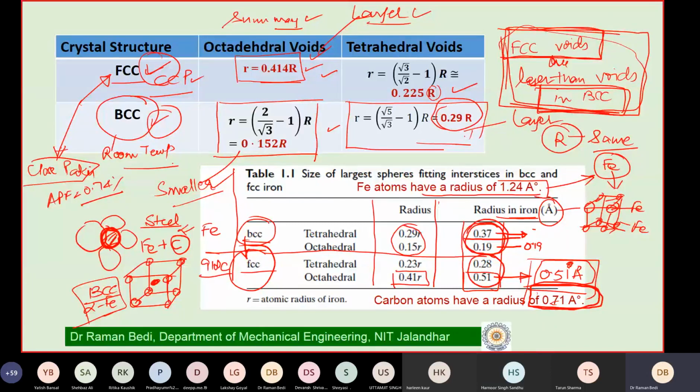The maximum solubility of carbon in iron in weight percentage happens to be around 2.1%. It's 2.1%. We shall be able to calculate it today. This is the maximum solubility of carbon in iron in weight percentage, not atomic percentage. We are saying it is weight percentage. Okay.